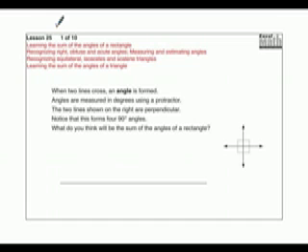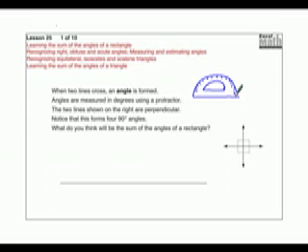When two lines cross, an angle is formed. Angles are measured in degrees using a protractor. A protractor is that thing that looks like this. You probably don't have one at home, and it's got the little degree marks that go around there like that. The two lines shown on the right are perpendicular. Notice that this forms four 90-degree angles.